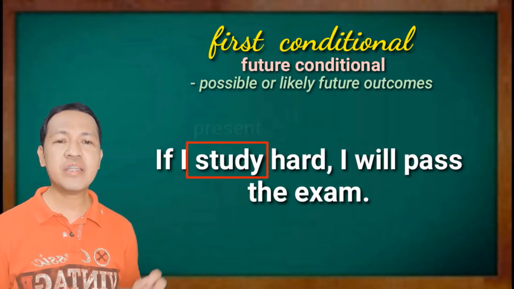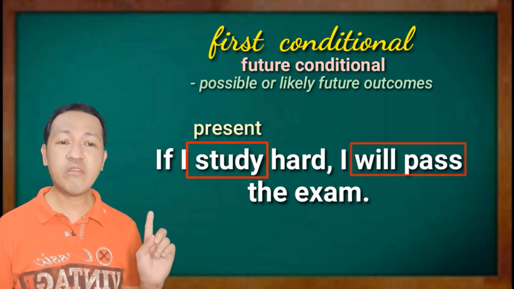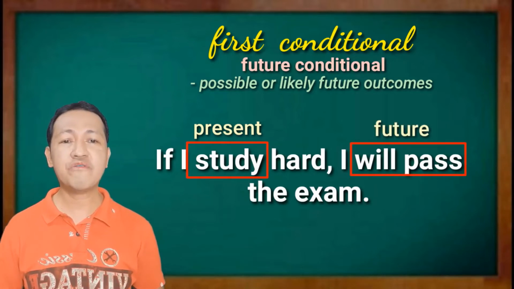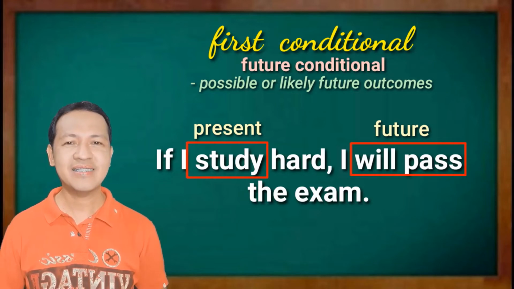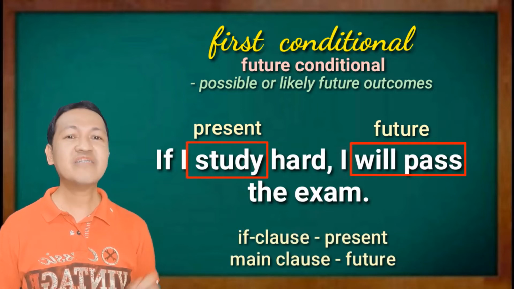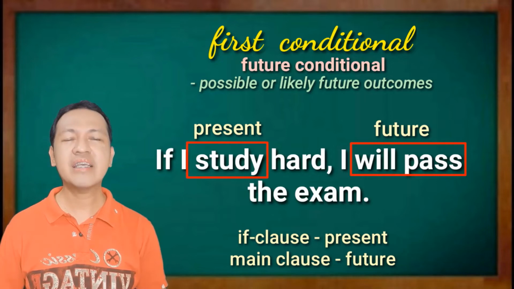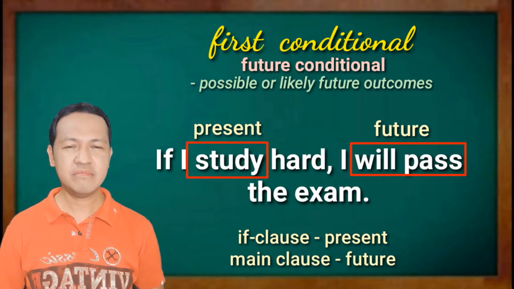Notice the verb study used in the if clause. It's a present tense verb, while the main clause used the future tense verb phrase will pass. Take note of this combination of verbs. In the first conditional sentence, present tense verb study is placed in the if clause, and future tense verb phrase will pass is placed in the main clause.